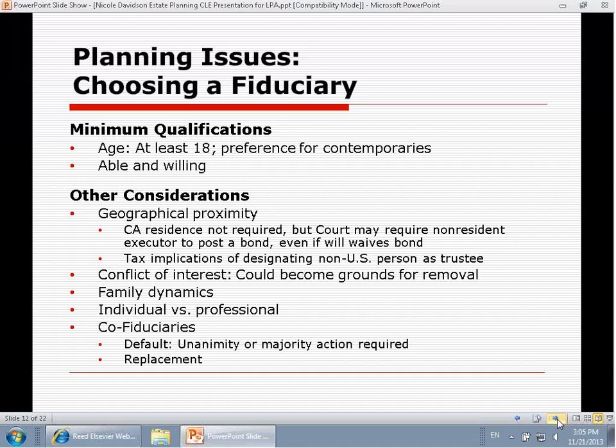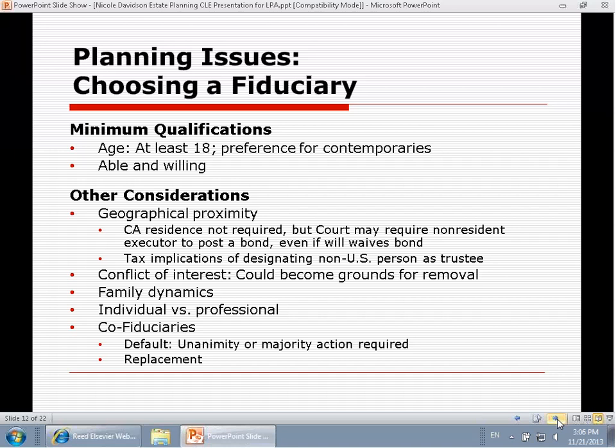Other considerations that are important here, geographical proximity. It's not the end-all, be-all, but California residence is helpful, especially if we are looking at a probate situation. The court does have discretion, at least I know Contra Costa, where I primarily practice, may require a non-resident executor to post a bond, even if the will states that no bond is required. So California residence is helpful in that regard, and also just the ability to take care of things and being close is helpful. Having someone on the East Coast, no problem.